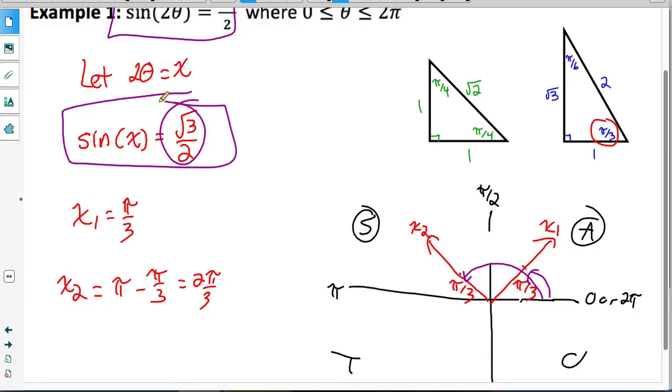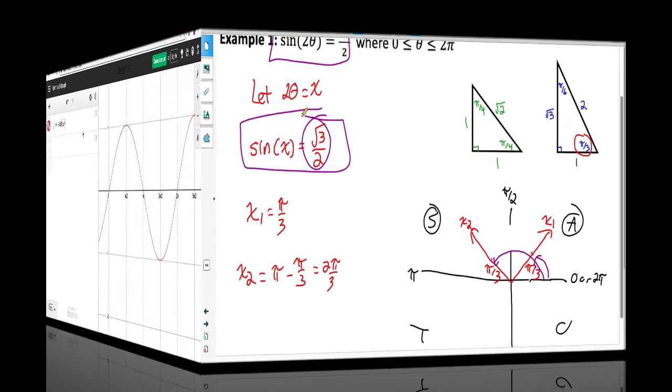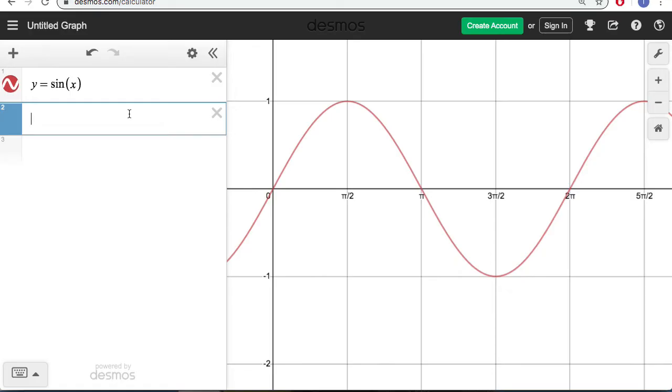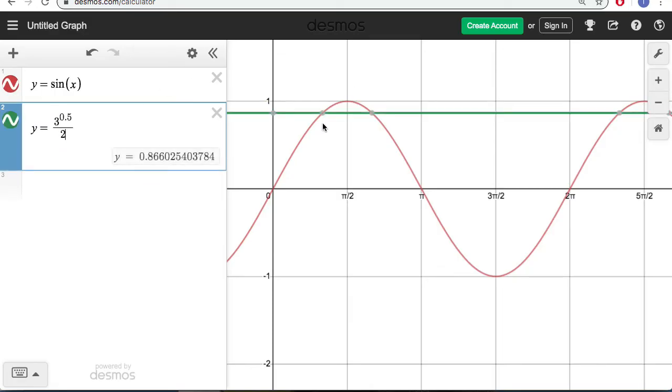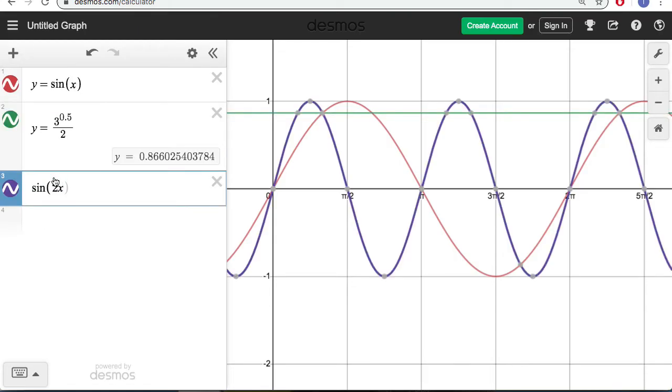And let me just show you graphically in Desmos what I'm talking about again. So here's sine x. What we've solved for so far is when this is equal to root 3 over 2. So let me just draw a horizontal line through root 3 over 2. So we've solved for these two points right here. We got pi over 3 and 2 pi over 3. But keep in mind, these are not the answers we're looking for. We're not looking for when sine x equals root 3 over 2. We're looking for when sine of 2x equals root 3 over 2.